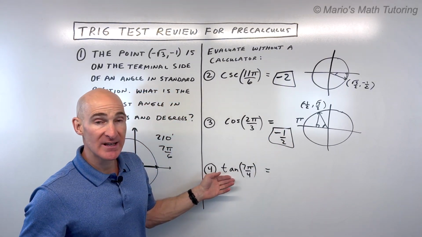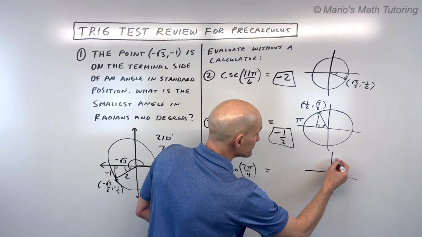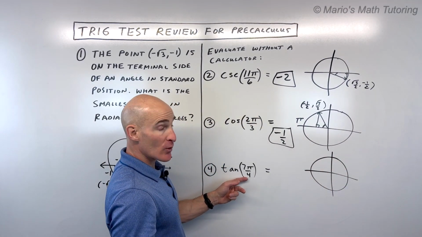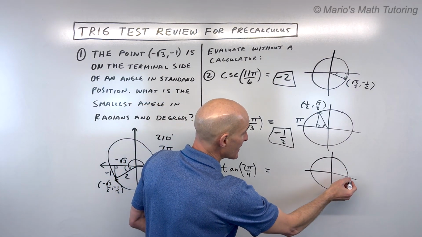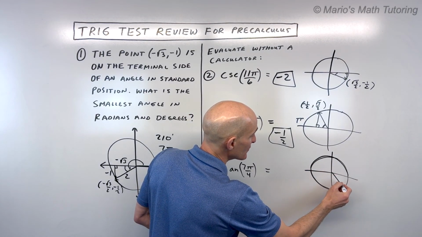And then for number 4, the tangent of 7 pi over 4, what would this one be? Well, 7 pi over 4 is like 1 3/4 of pi. So I'm going 1 pi, which is 180, plus another 3/4 of pi. That puts me right here.